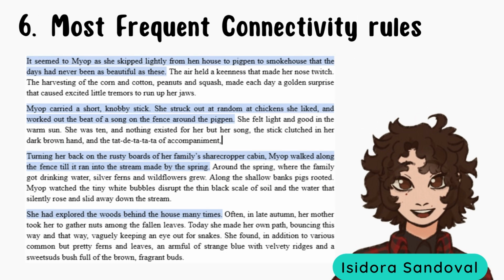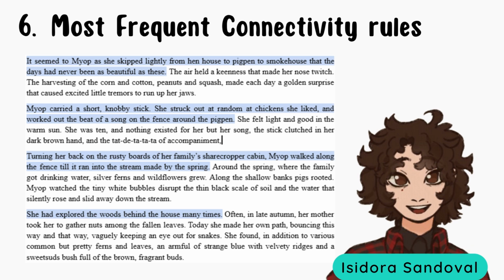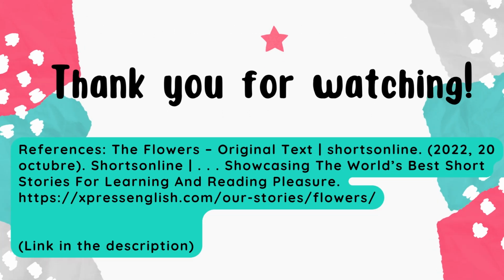Finally, in the case of connectivity rules, we can see high frequency of both relation and connection. We can find relation in the clear order of the events plasmated in the sentences, specifically in the first sentence of each paragraph, which marks a relation with the previous and following ones. In contrast, we find connection as a grammatical level in the proper use of punctuation and conjunctions such as that throughout the whole text.